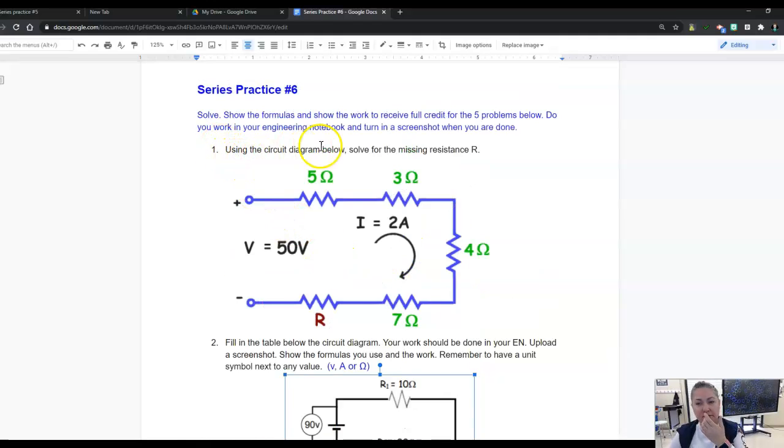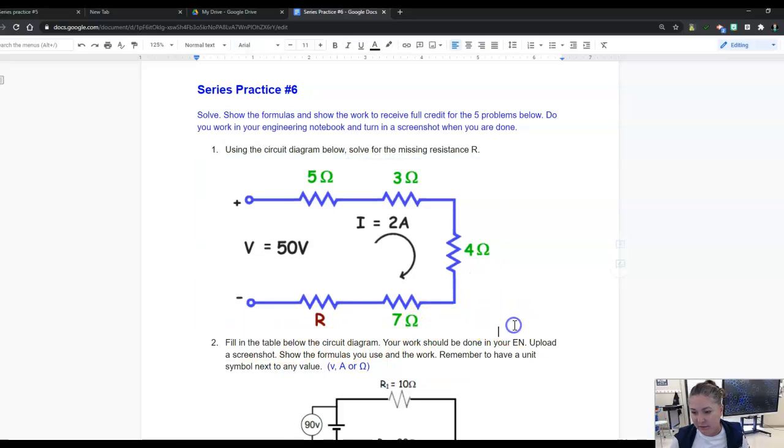Looking at number 1, it says using the circuit diagram below, solve for the missing resistance R. You can see that we have a power source of 50 volts. And this looks just like number 5. We have resistors 5, 3, 4, 7, and this one's missing. So we need to figure out the total resistance. We know the total resistance is adding them all together, 5, 3, 4, 7, but we don't know what that is. It's omitted here.